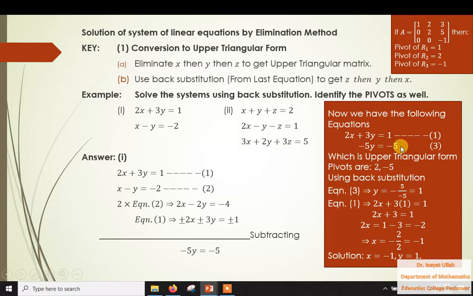Equation number 3 implies dividing by minus 5 on that side. So y is equal to minus 5 by minus 5, so y is equal to 1. And then taking equation 1, put this value of y in equation 1 to get the value of x. So the solution is x equal to minus 1 and y is equal to 1. That is the solution obtained by using the back substitution. That is a very simple question to solve.